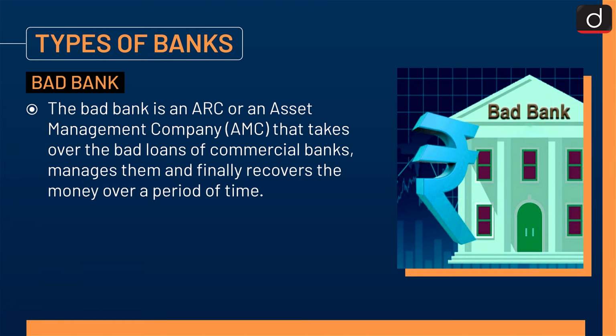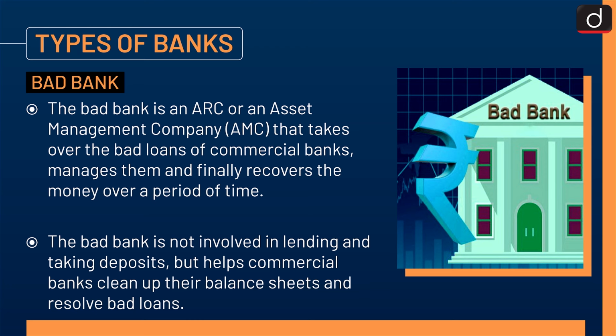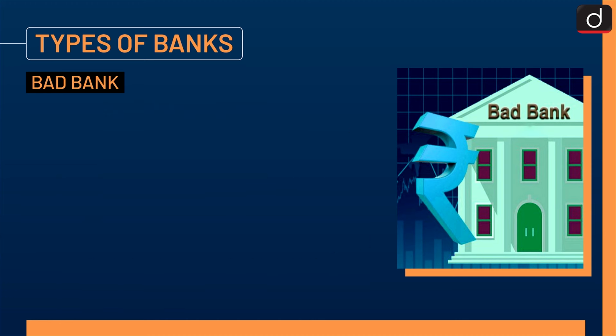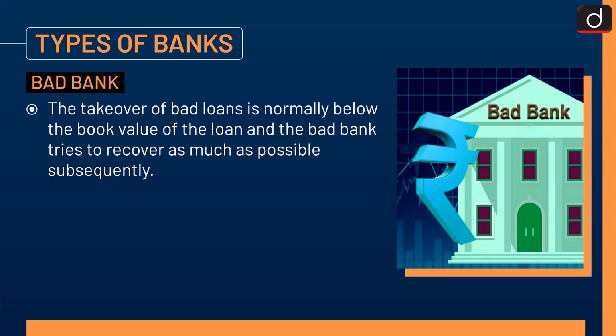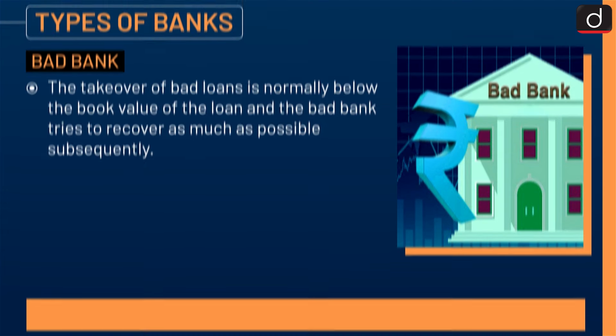Next is bad bank. A bad bank is an ARC or an asset management company, that is AMC, that takes over the bad loans of commercial banks, manages them and finally recovers the money over a period of time. The bad bank is not involved in lending and taking deposits but helps commercial banks clean up their balance sheets and resolve bad loans. And the takeover of bad loans is normally below the book value of the loan, and the bad bank tries to recover as much as possible subsequently.